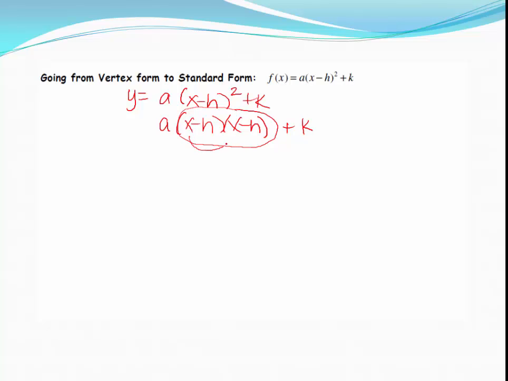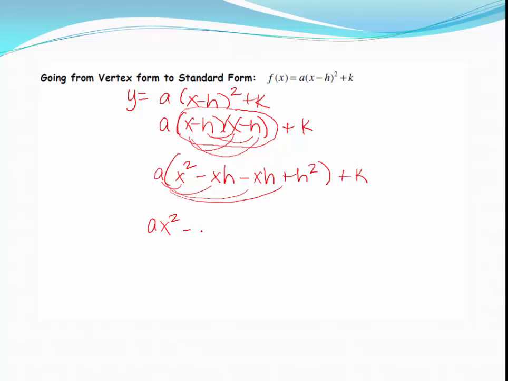So x times x is x squared, x times negative h times x, and then negative h times negative h. And now we're going to distribute this by everything. Bring down the k. Now we got like terms in the middle.